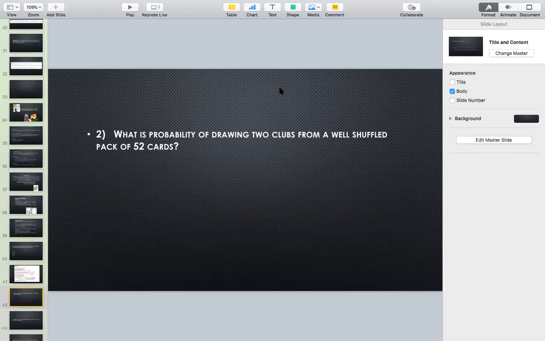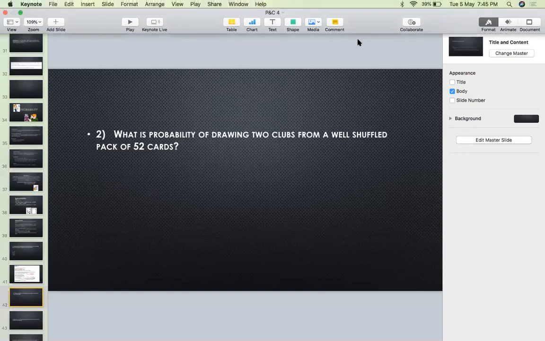Now, coming to the numerator. In probability, the numerator is the number of favorable outcomes. What do we want in this question? We want to know in how many ways we can draw 2 clubs. So you need to think: in a pack of cards, how many clubs do we have? How many clubs do we have, guys?